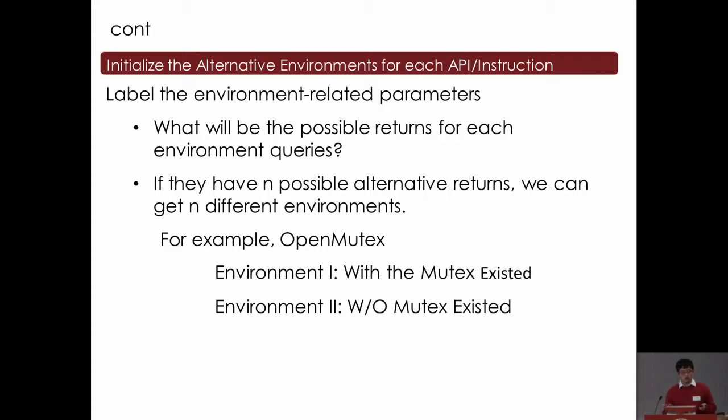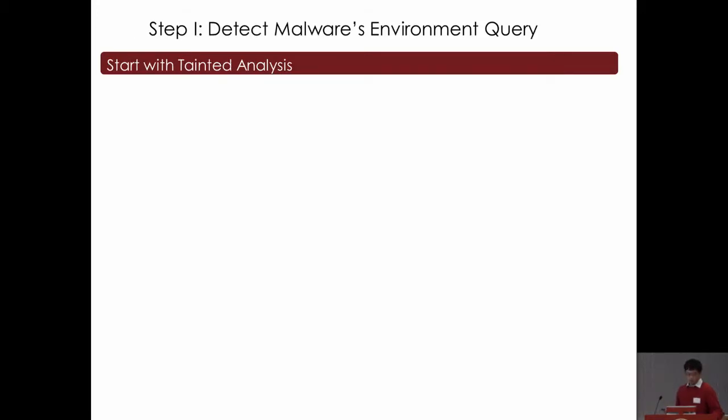In another alternative environment, it will return -1, which means no mutex exists in this environment. So when we capture the malware's query, we construct two alternative environments, and in these two alternative environments, we want to do the execution. The execution is based on taint analysis.